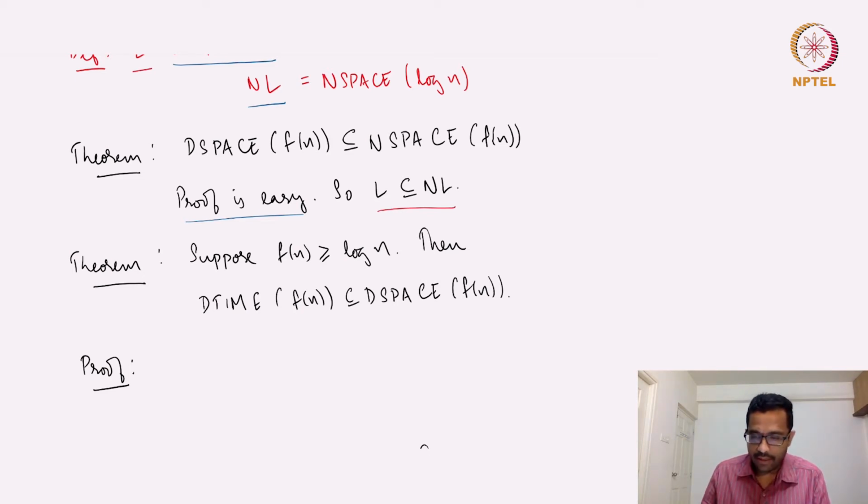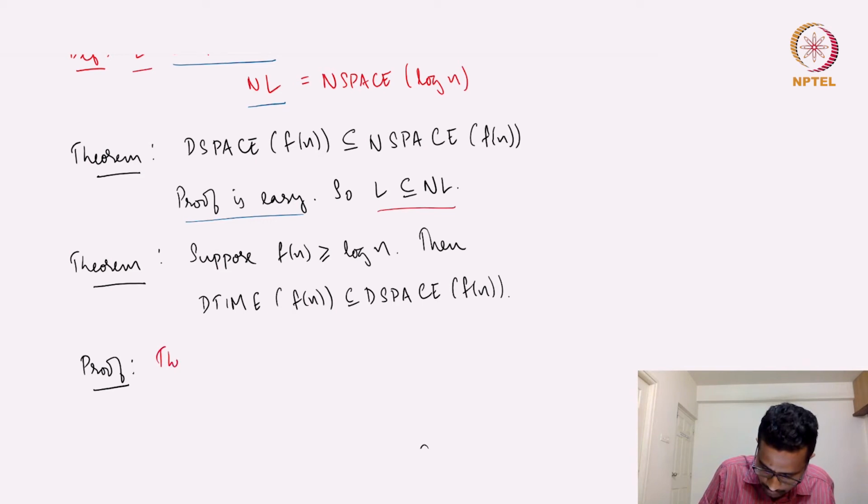This may seem a bit challenging. Why is that true? The reason is very simple. If something can be computed in DTIME f(n), that means in f(n) many steps, or order f(n) many steps, you could have written at most f(n) cells of the tape. Each time step you can only go one step. So at most you would have written order f(n) cells of the tape. So the maximum tape usage will be at most order f(n), which means the space required is order f(n), right?